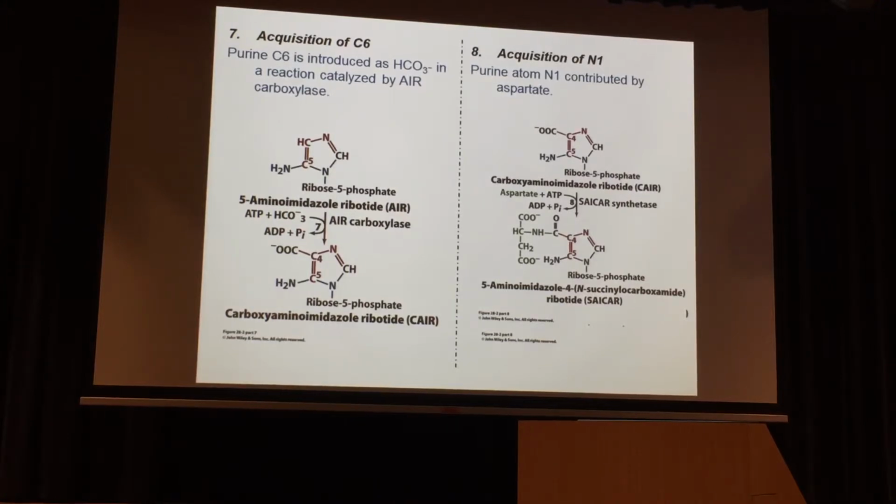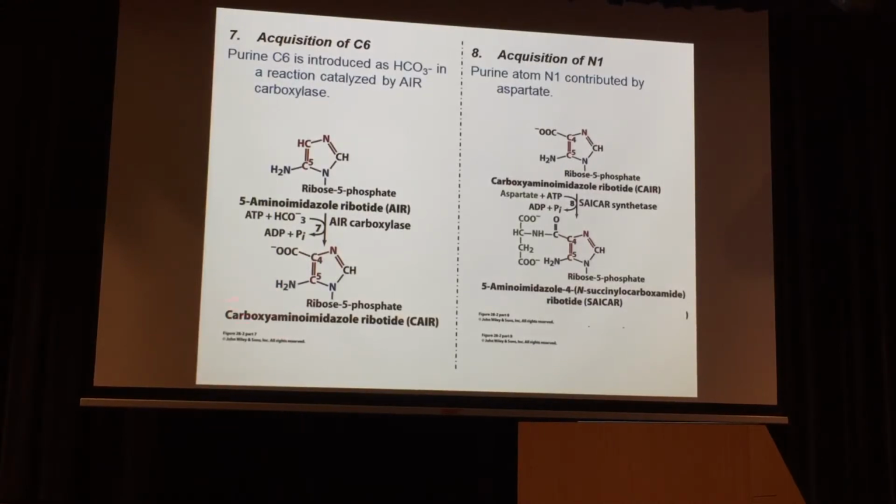Because in the Krebs cycle, carbon dioxide being produced, once it dissolves in the liquid or aqueous solution in the cytosol, becomes bicarb. And now we have CAIR, carboxy aminoimidazole ribotide. So the name gives you a clue of what is being formed in the next reaction.